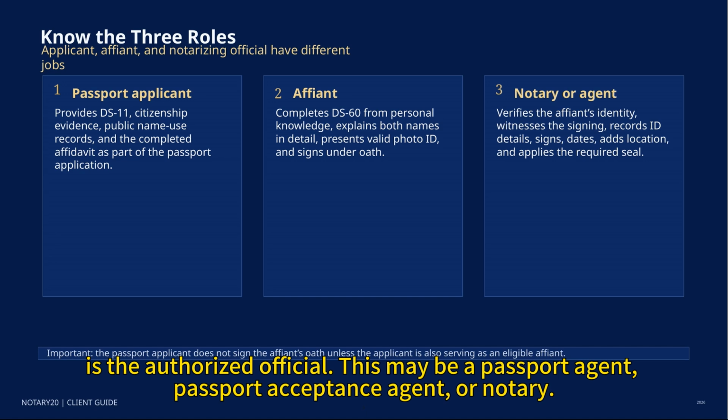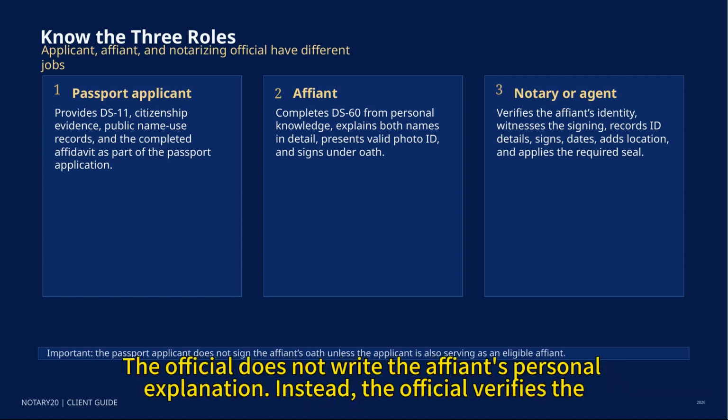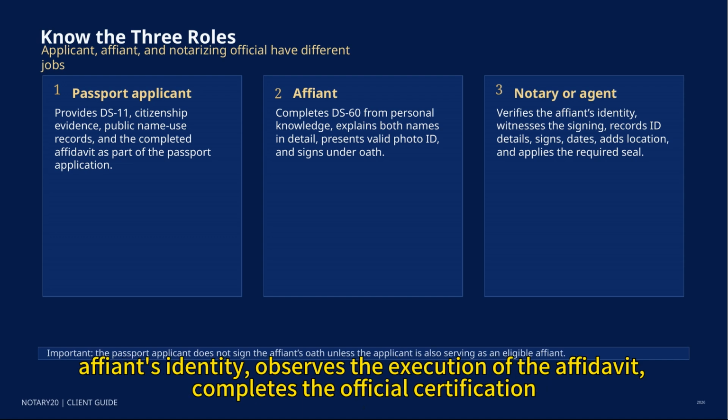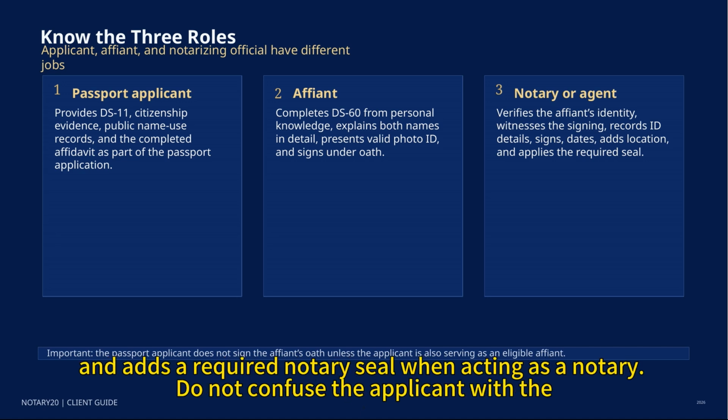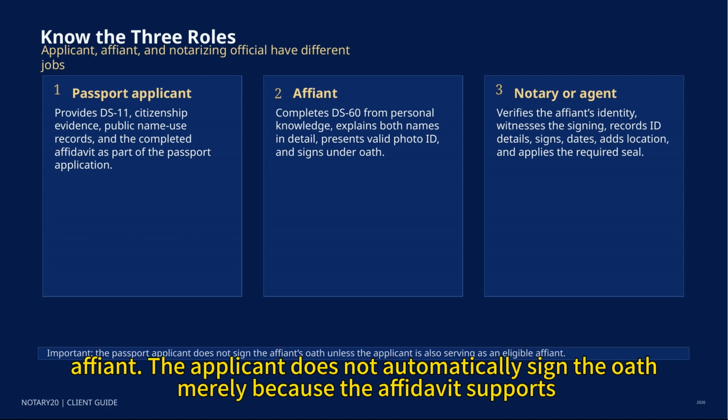Third is the authorized official. This may be a passport agent, passport acceptance agent, or notary. The official does not write the affiant's personal explanation. Instead, the official verifies the affiant's identity, observes the execution of the affidavit, completes the official certification block, records the identification document, signs and dates the form, enters a location, and adds a required notarial seal when acting as a notary.